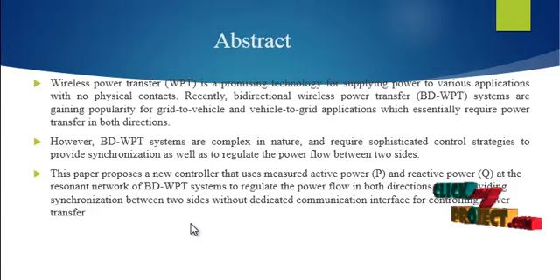This paper proposes a new controller that uses the measured active power and reactive power at the resonant network of the bidirectional wireless power transfer system to regulate the power flow in both directions, while providing synchronization between the two sides without dedicated communications and interface control of power transfer aspects.